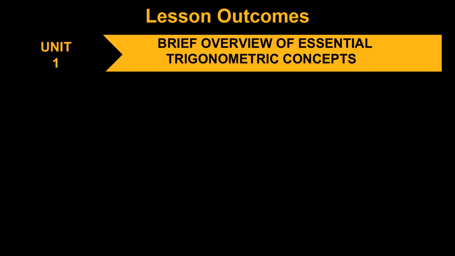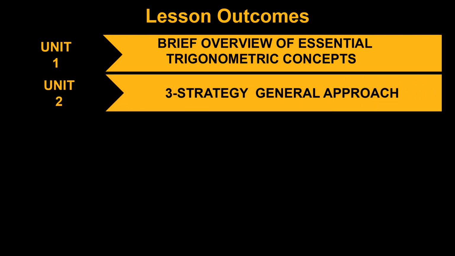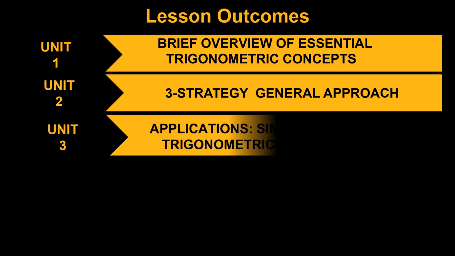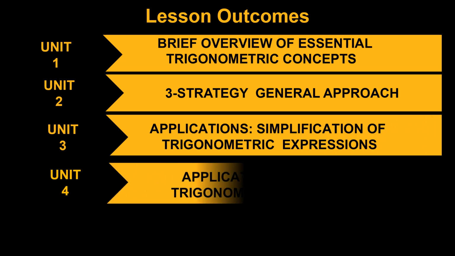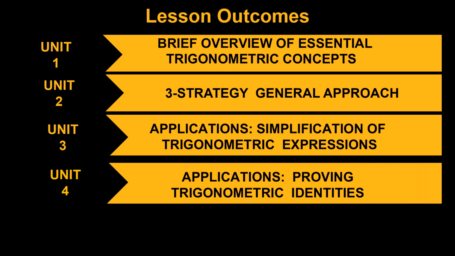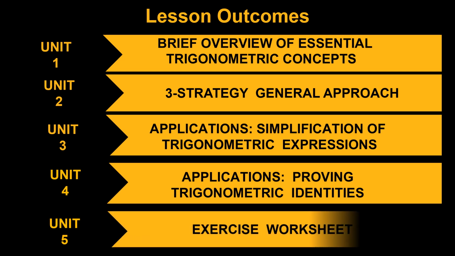This video consists of 5 parts. First of all, we'll give you a brief overview of essential trigonometric concepts you require for the simplification problems and for proving identities. And then I will explain to you a three-strategy, general approach to how you can approach simplification problems and how you can approach the proof of trigonometric identities. Then we're going to have some examples on simplification of trigonometric expressions, and that will be followed by applications on proving some trigonometric identities. And then, as usual with all my videos, there's an exercise worksheet.